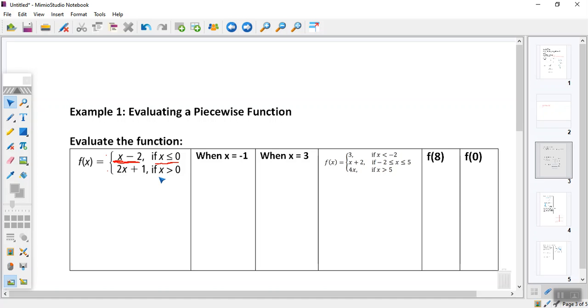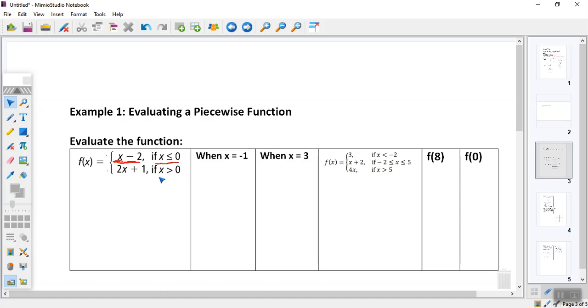So is 6 greater than 0 here? Okay, so if I had to evaluate 6, Allie, if I plug 6 in here, 6 is greater than 0, so I want to plug it into 2x plus 1. What would 2 times 6 get you? And then plus 1 more. So if I input 6 into that piecewise function, the output would be 13.